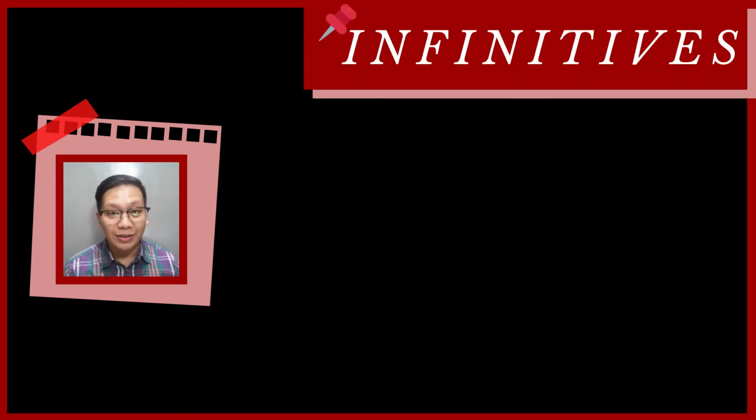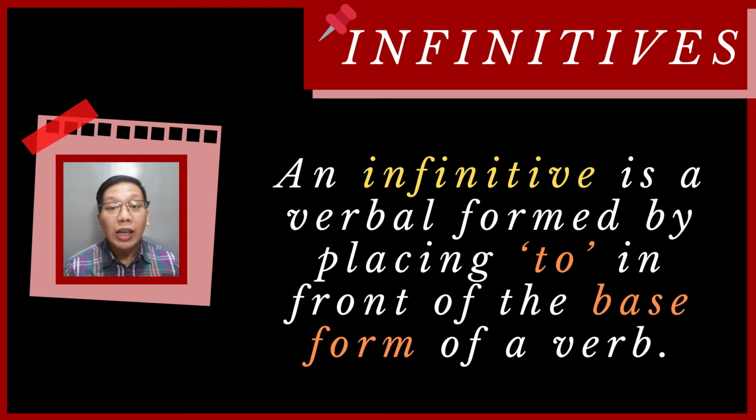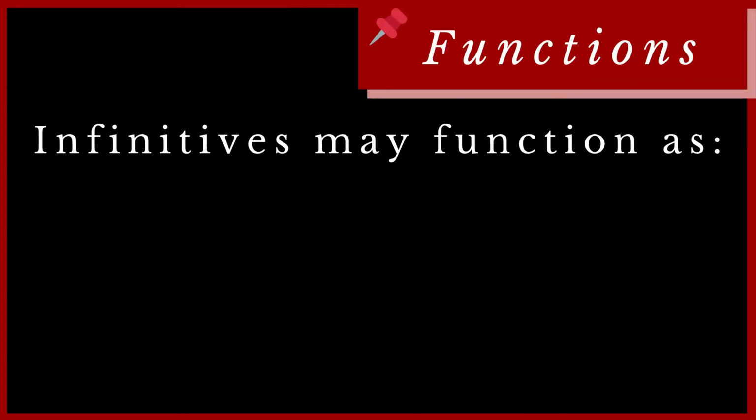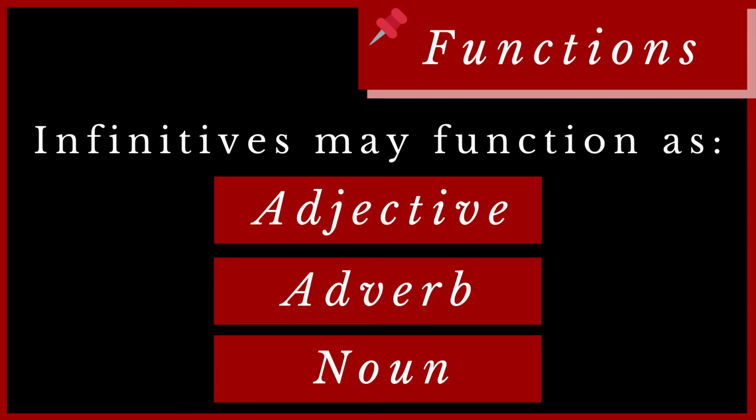The last kind of verbals are infinitives. An infinitive is formed by placing to in front of the base form of a verb. For example, to run, to eat, to bake, to love, to enjoy. Infinitives may function as adjective, as adverb, and as noun.